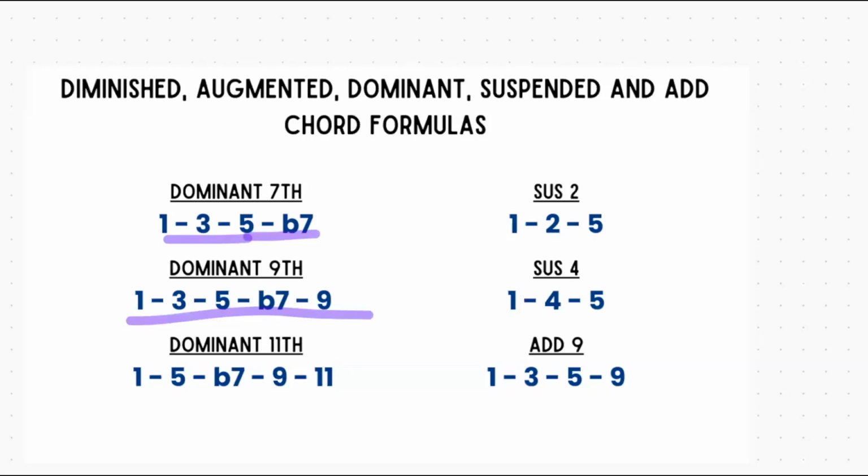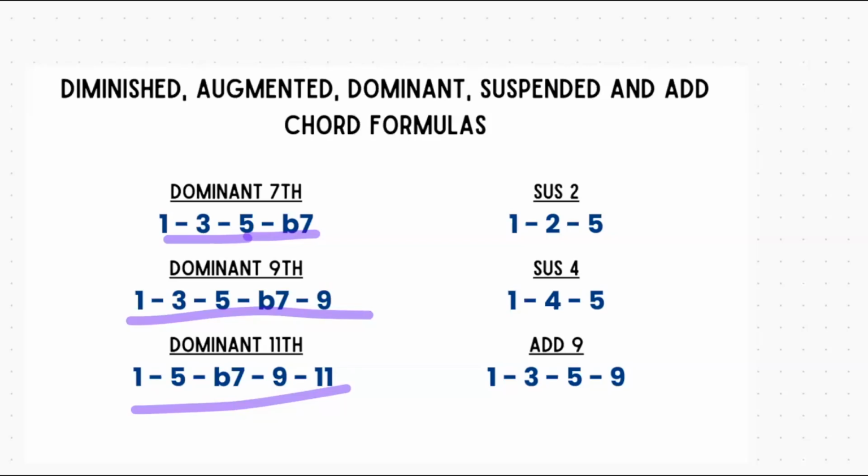Dominant 11th is minus the 3. So this is why, yeah, you can't always tell what notes. You have to kind of memorize what notes are in the chord. You can't tell just from the name because it can change a little bit sometimes. So the dominant 11th is 1, 5, flat 7, 9, 11. So like a dominant ninth plus the 11 minus the 3.